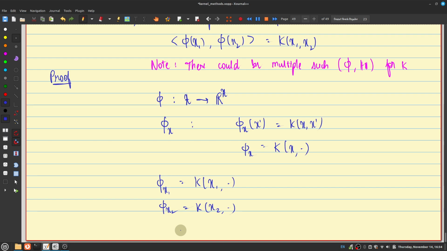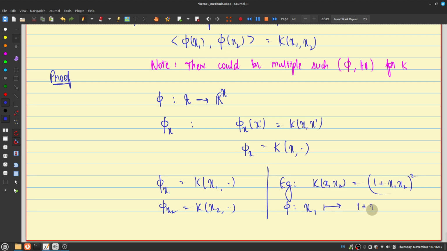So for example, let's take the specific example of a polynomial kernel. Let's say k of x1 x2 is, say, 1 plus x1 x2 the whole square. In this case, phi essentially maps x1 to the function 1 plus x1 x the whole square. So this is now a function of x, right? This is what I call phi x1 of x, for a fixed x1.